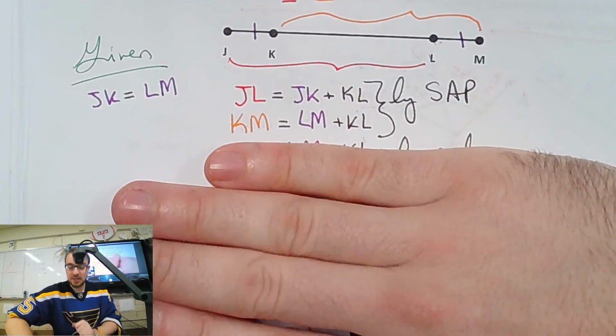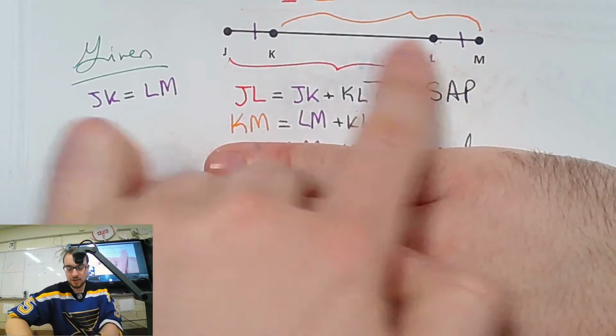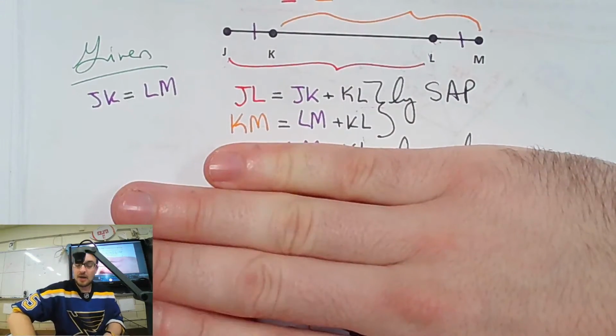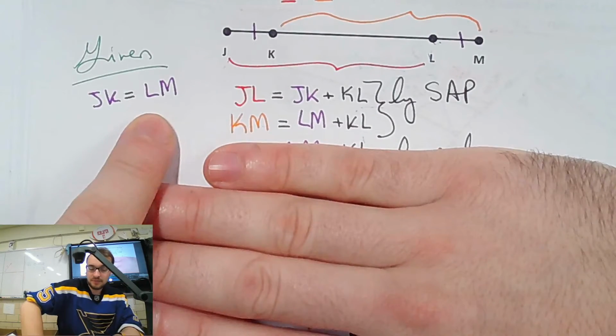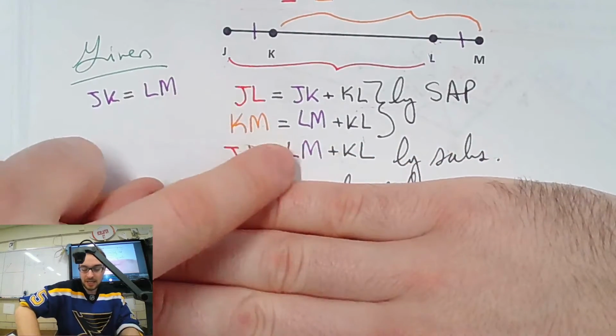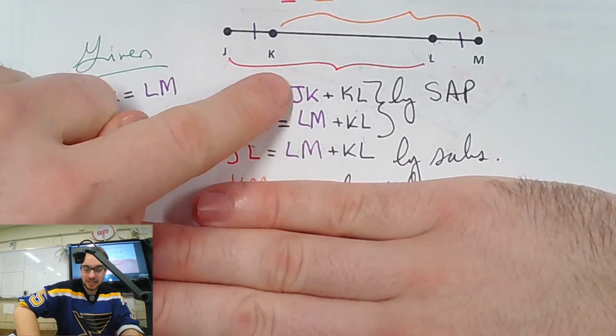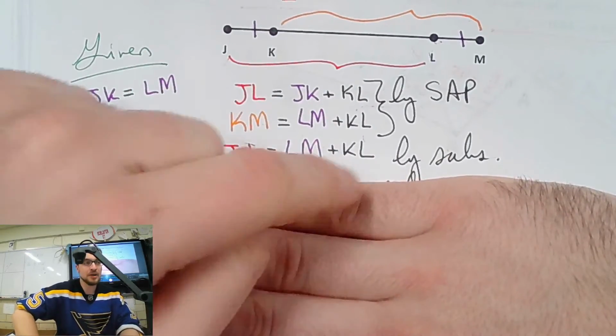So, by segment addition postulate, those two make up the red, those two make up the orange. We good with that? Notice that JK and LM are the same color, meaning that they're interchangeable. So I'm going to write JL equals LM plus KL instead of JK plus KL. Totally valid. I did that by substitution.